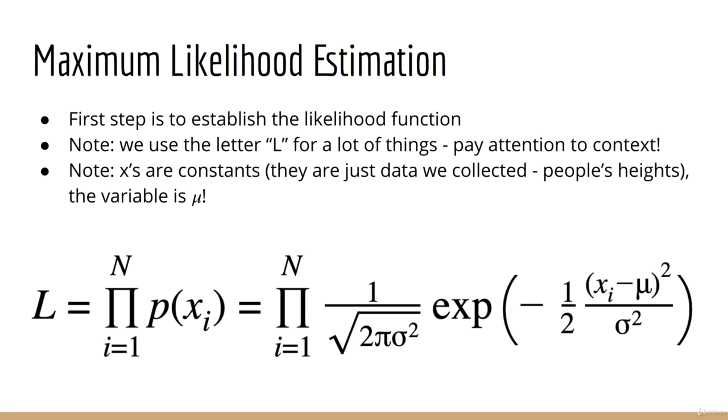First, we create the likelihood function. Let's call that L. Unfortunately, we use the letter L for a lot of things in deep learning, so please don't confuse this L with anything else we've discussed. The likelihood is the multiplication of the probability density function at each of the x values we've collected. We consider this to be a function of mu. So here, mu is the variable, and the x's are constants because they are just numbers. They are the heights of the students that we have measured in our class.